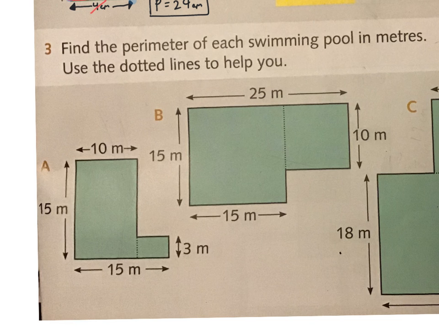Question 3 says find the perimeter of each swimming pool in meters and use the dotted lines to help you. So these swimming pools aren't just normal rectangles, but they're like 2 rectangles joined together. 2 shapes which we join together are called composite shapes. So these swimming pools aren't totally rectangular, they've got a little bit off to the side here, maybe a little kiddie's pool or something like that. The dotted lines show you where the 2 rectangles are separate, and that will be useful, which we'll see in a minute.